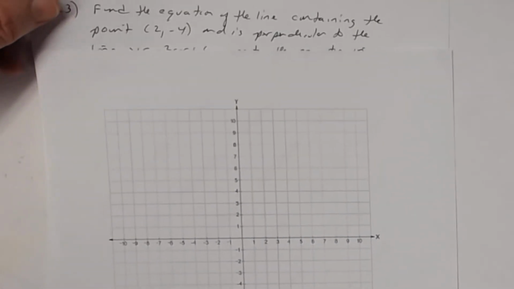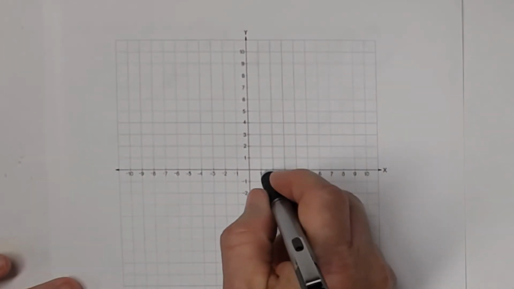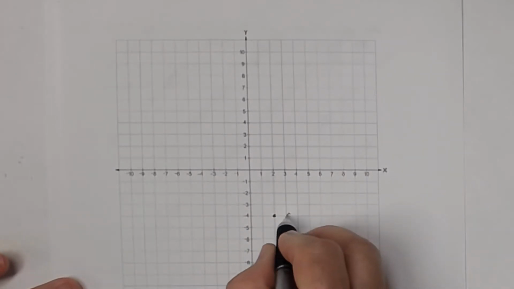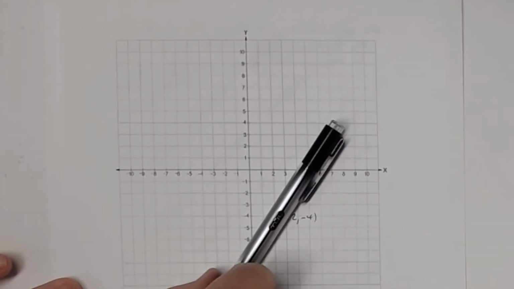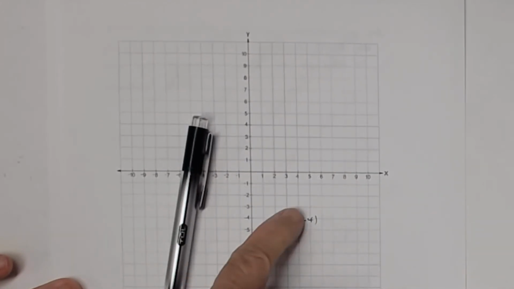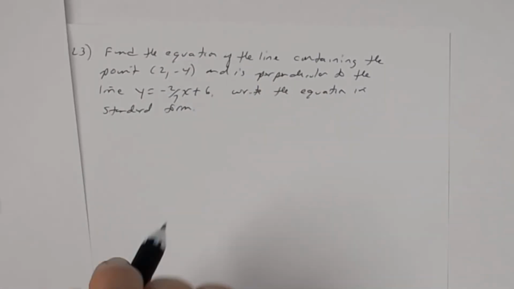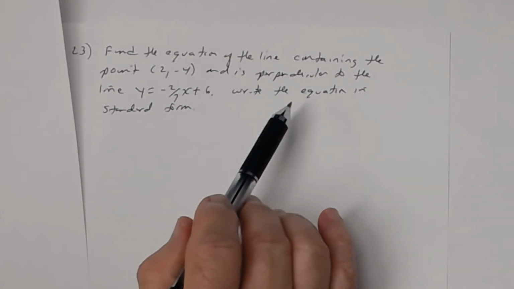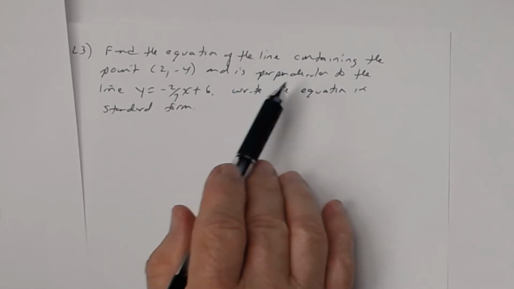So you're told that you want to find the equation of the line that goes through this point, 2, negative 4. So here's 2, negative 4 right here. This point is a point on that line, and I don't know what that line looks like right now. It could be this, it could be this, and so on, as long as it contains this point. But I do know that it is perpendicular. Remember, perpendicular means that those two lines intersect and form right angles. But it's perpendicular to this line.